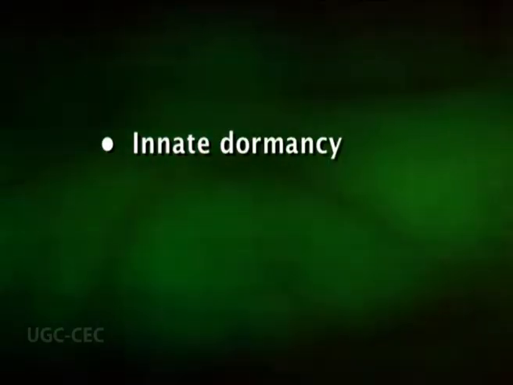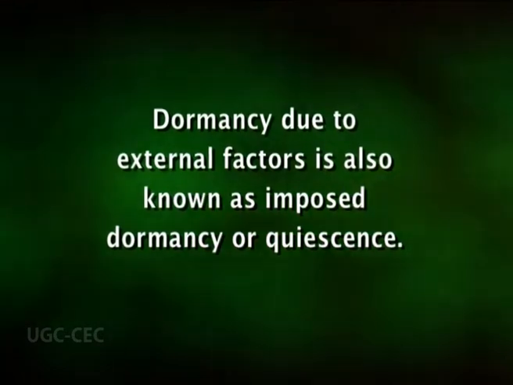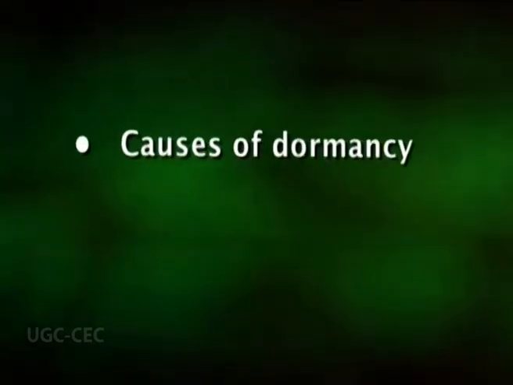Dormancy is usually categorized into two types: innate dormancy and enforced dormancy, depending on whether it results from environmental factors or from the conditions within the seed. Dormancy due to external factors is also known as imposed dormancy or acquiescence. Now, the causes of dormancy. Well, the imposed dormancy may arise due to unfavorable environmental conditions like unavailability of water, unfavorable temperature, or a clogged supply of oxygen. Innate or true dormancy in a seed may be caused due to the following factors.